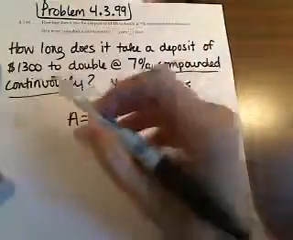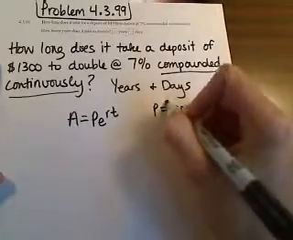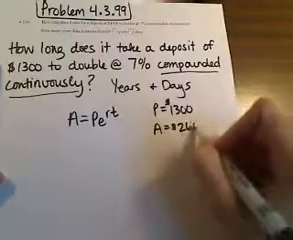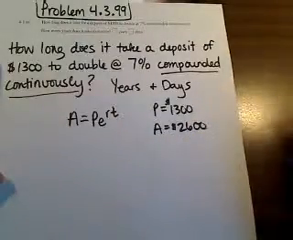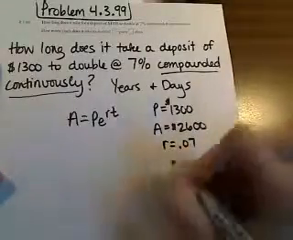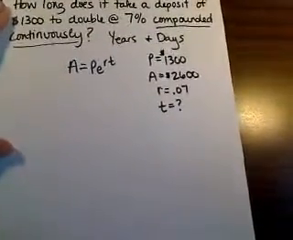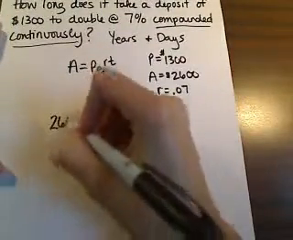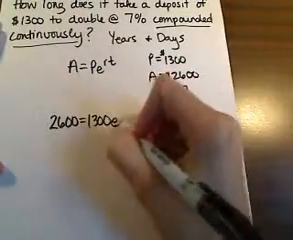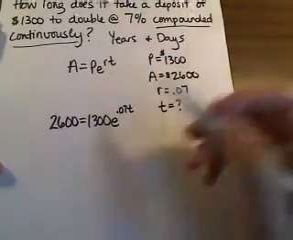Basically what they're telling us is we're starting with a principal of $1,300 and we want to double it, so we're actually going to an amount of $2,600. They're telling us that we have an interest rate of 7%, so that's an R of 0.07, and the T is what we're trying to find. If we plug those pieces in, we have 2,600 is equal to 1,300 e to the 0.07 times t. And we're solving for t.